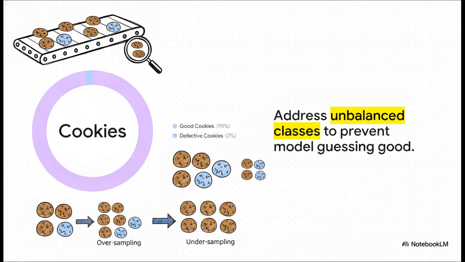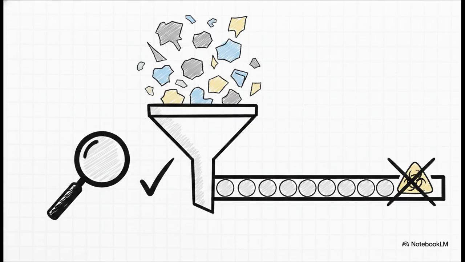To fix it, we have to use data engineering strategies, like oversampling the bad cookies or undersampling the good ones, just to level the playing field. Listen, data engineering is incredibly rigorous work. We're talking data selection, cleaning, feature engineering, standardization, all of it.